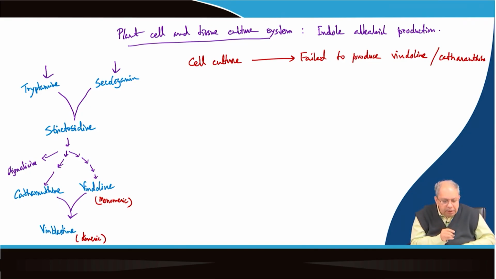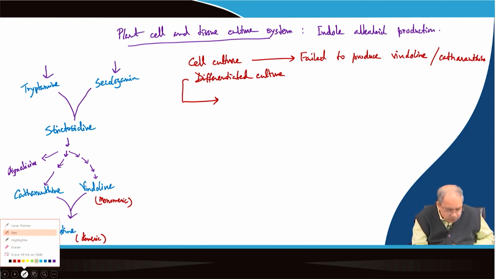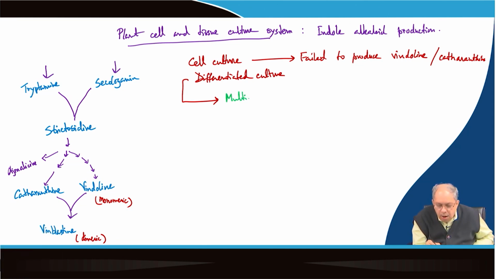So, from there scientists thought that maybe differentiated cultures play an important role. So, they went for differentiated culture. One good example of differentiated culture is basically shoot culture, and another one will be the hairy root culture.